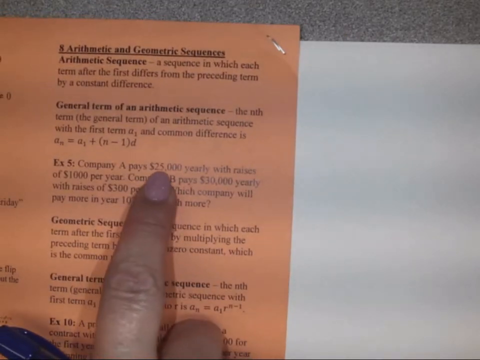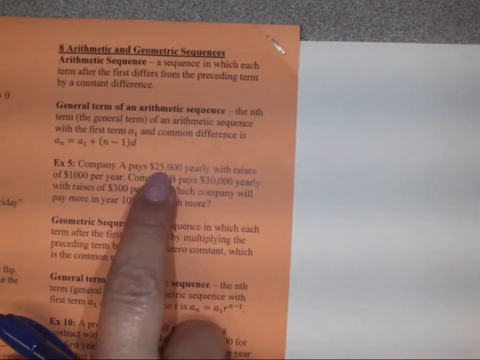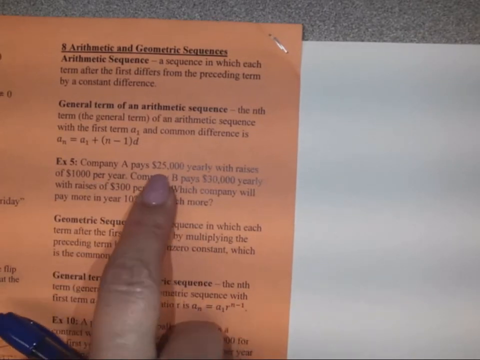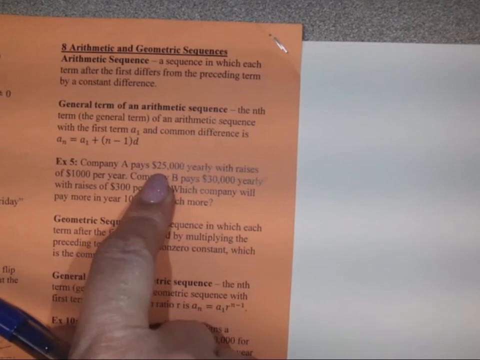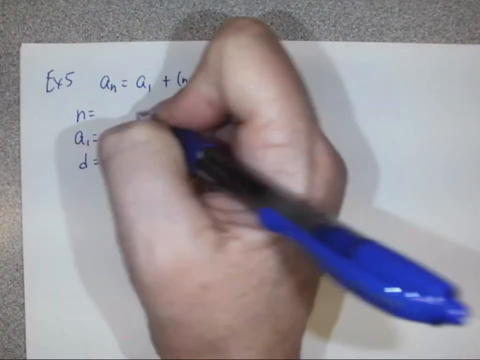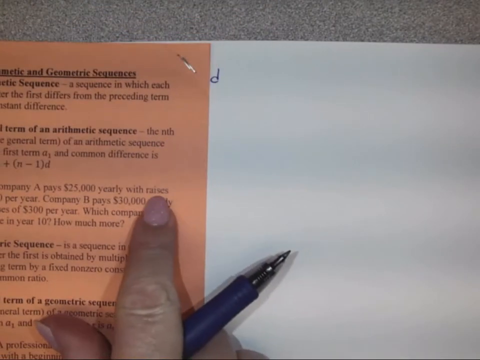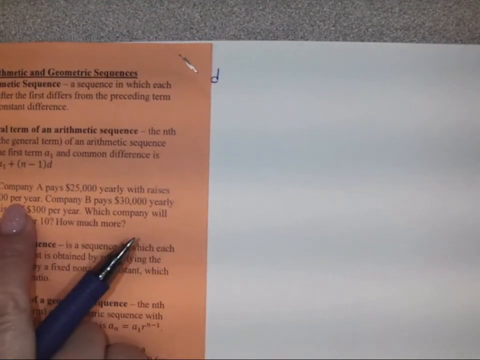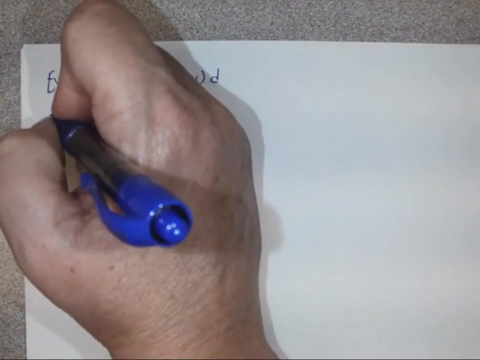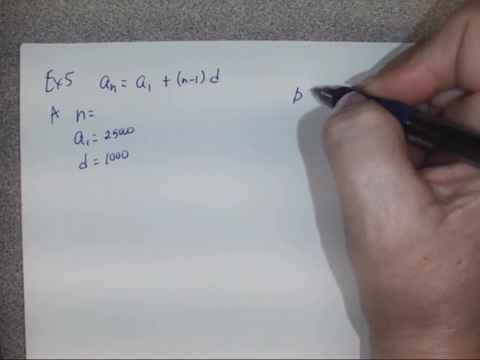So Company A pays $25,000 yearly with raises of $1,000. So the initial payment would be $25,000. So a sub 1 is going to be $25,000. The yearly raise, that is the increase. That's going to be our d. So d will be 1,000. This is for Company A. And we also got to find Company B.